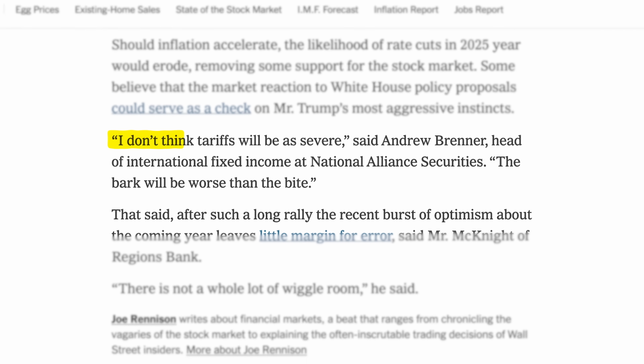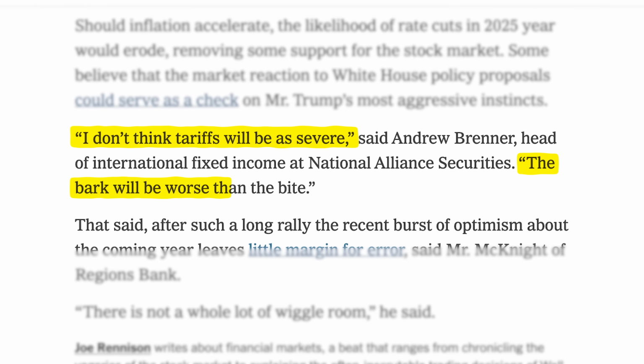Of course, there is the worry that tariffs could put a damper on the economy and cause prices to rise, but others say, I don't think tariffs will be as severe. The bark will be worse than the bite.